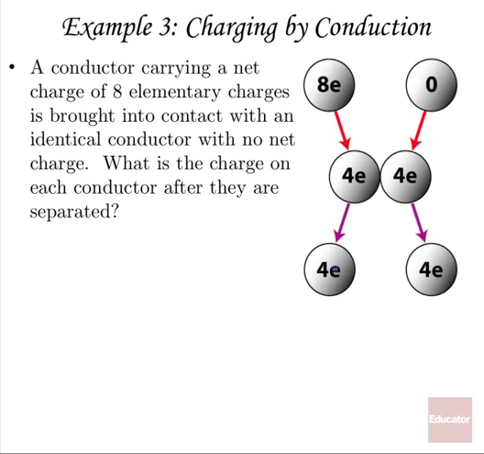So what would the charge be? 4e on each one is going to be 4 times the charge on an elementary charge, 1.6 times 10 to the minus 19 coulombs, which is 6.4 times 10 to the minus 19 coulombs. Now on a conductor, the charge is always going to sit on the outside surface. So the electric field inside a conductor, as we talk about fields here soon, is always going to be 0. Something to remember, electric field inside a conductor is 0.